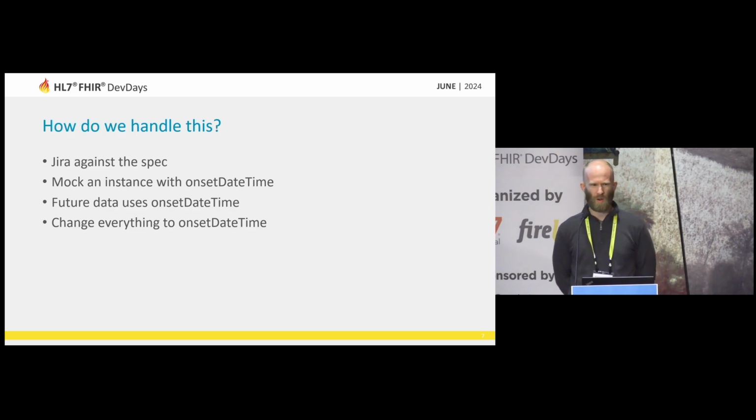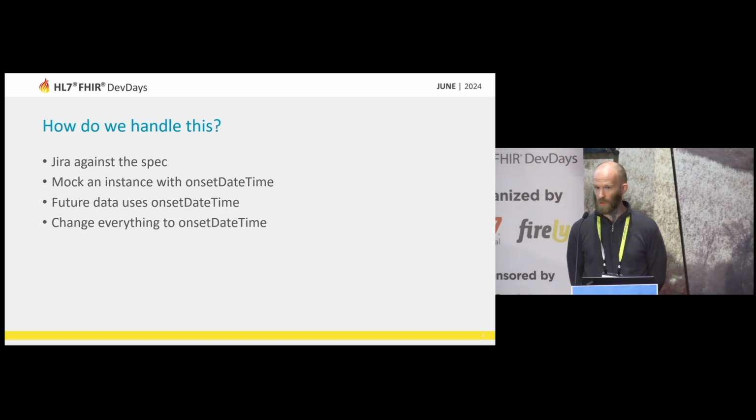We could just mock one instance of a resource that uses onset date time, just to check the box, the conformance box for that must support requirement. But it doesn't feel like a good faith implementation of that. Like if we wanted to add must support in US Core, there presumably was a reason.